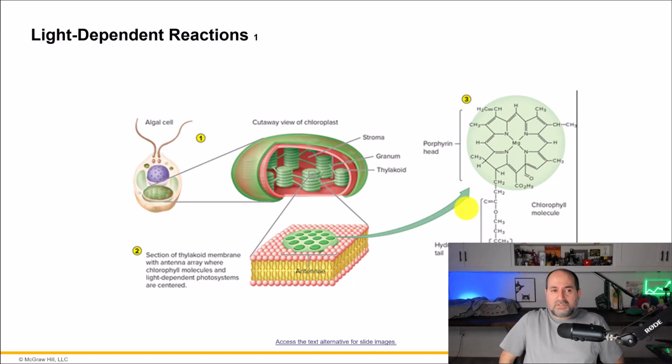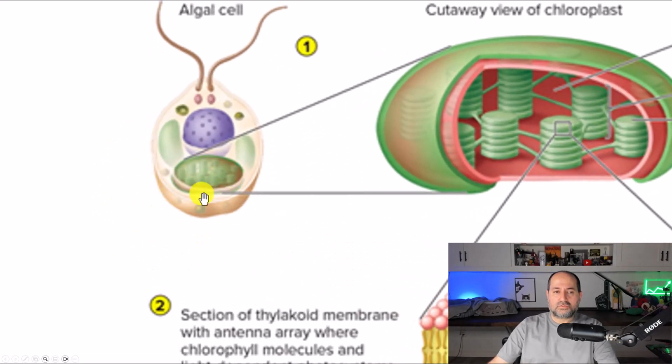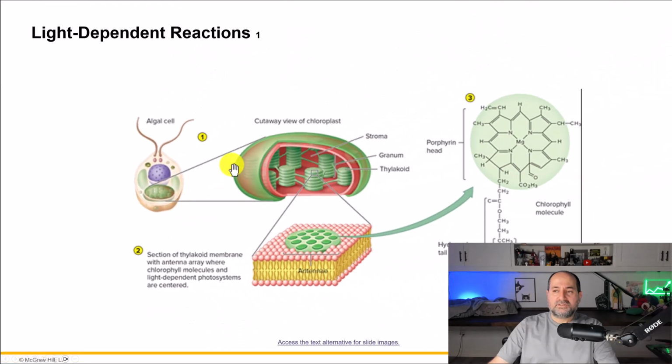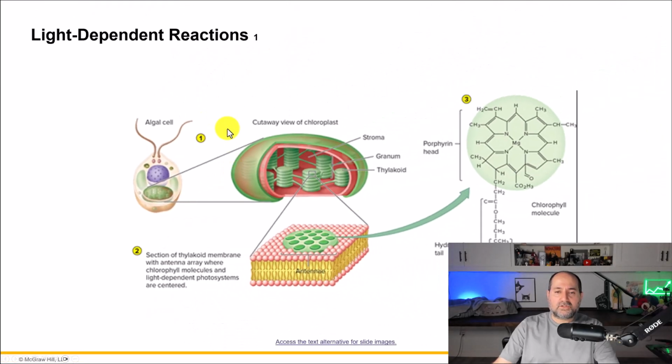But what I want to show you is that photosynthesis occurs in algal cells, right? Like algae, because algae have chloroplasts. But did you know that photosynthesis also occurs in bacteria? Bacteria do not have chloroplasts, right?